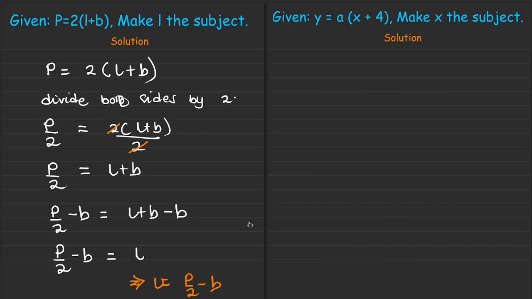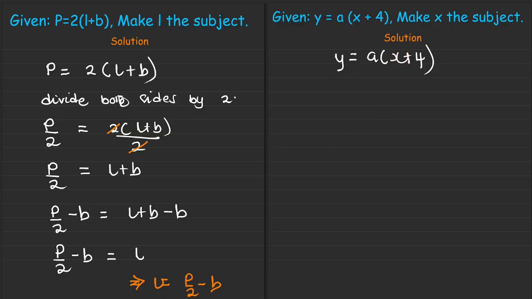For this second question, you realize it's just as similar to what we just did. You've been given y equals a into bracket x plus 4. That is y being equal to a into bracket x plus 4. And we want to make x the subject, that is this x over here. We want it to stand on its own. So how do we do that?